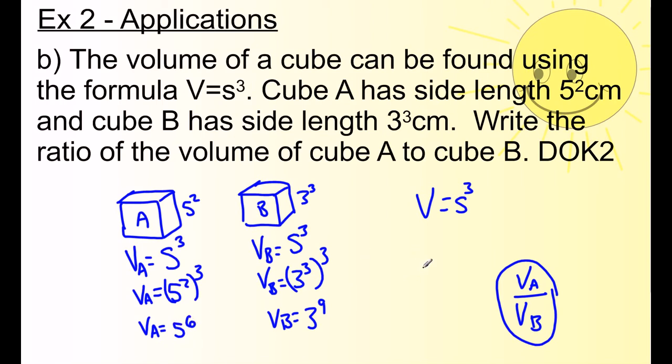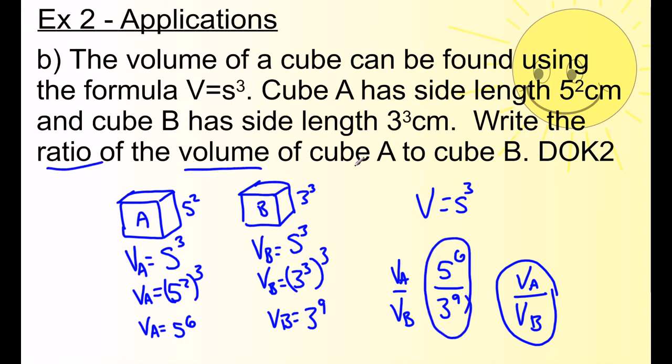So I'm going to say my ratio here, if I actually just substitute my values in here, the ratio of volume of cube A is 5 to the 6th over the volume of cube B is 3 to the 9th. So there is my ratio of the volume of cube A to cube B, volume of cube A, volume of cube B as a ratio. And I'm done.